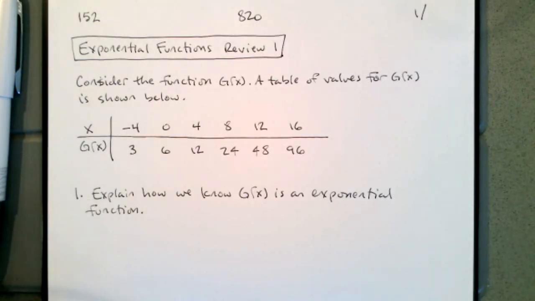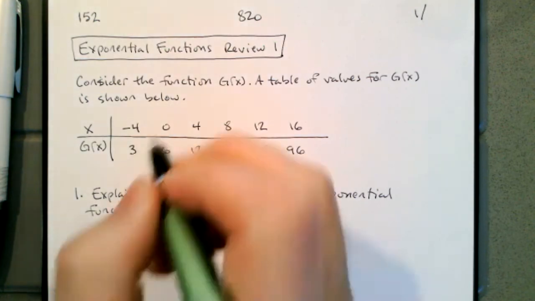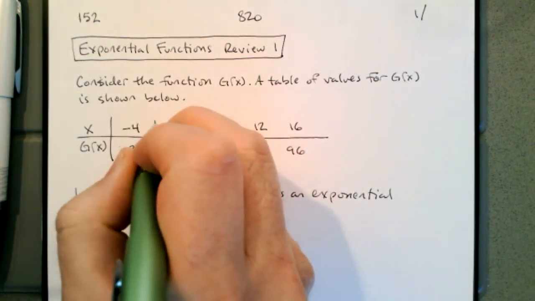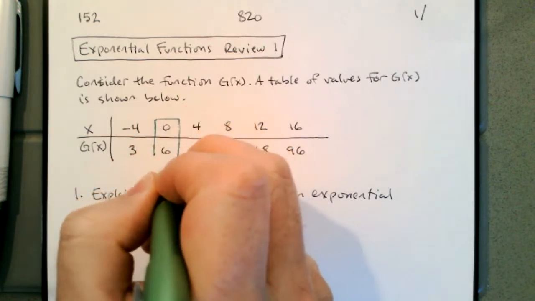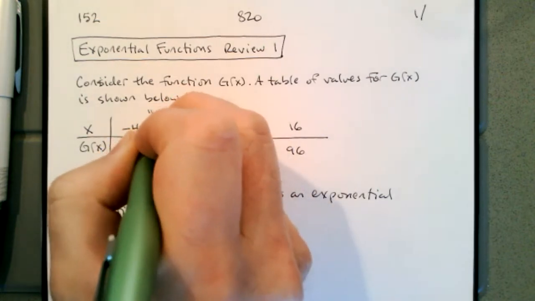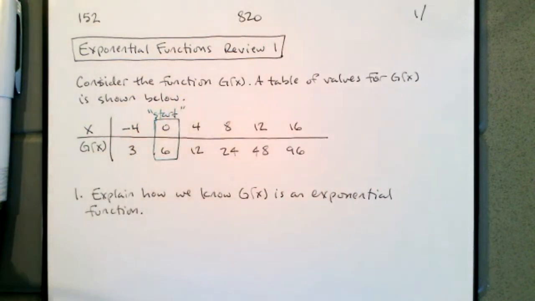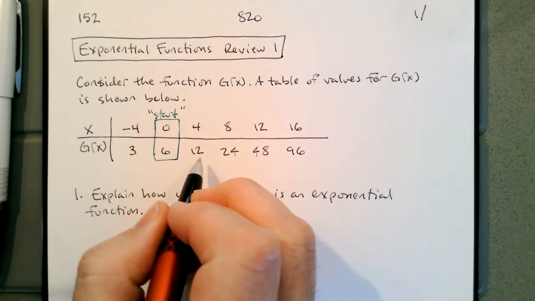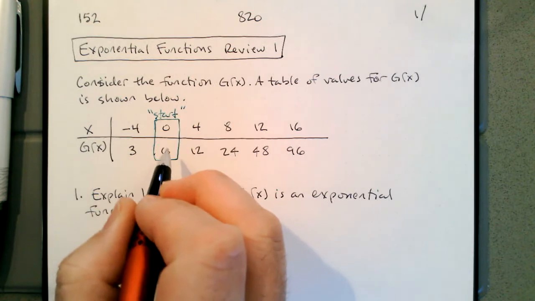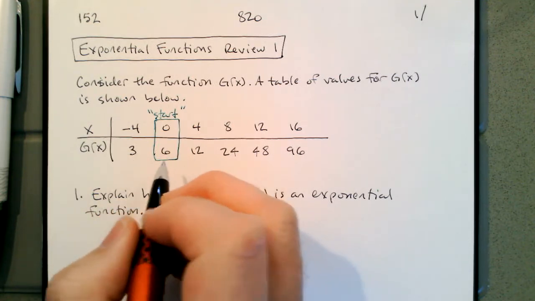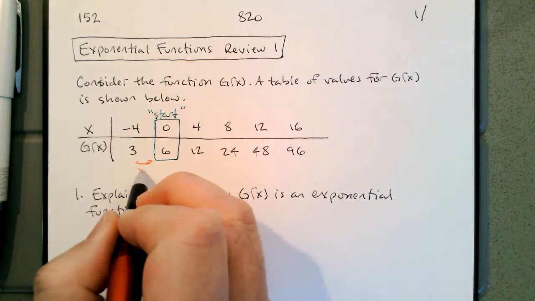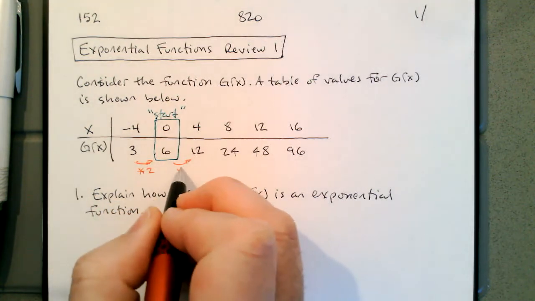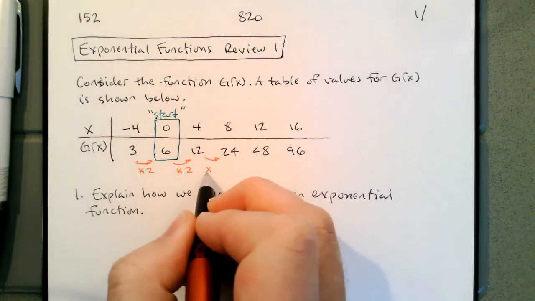So what we want to notice is, first of all, one of our x's is 0, so that's a good place to start. We always like to start with the y-intercept if we've got it. We want to look at what kind of pattern we see in the numbers, and when we go from 3 to 6, and then from 6 to 12, instead of thinking we added 3 and then added 6, we should think we multiplied by 2. So we see this pattern of repeated multiplication by 2. So this is how we know we're dealing with an exponential function.